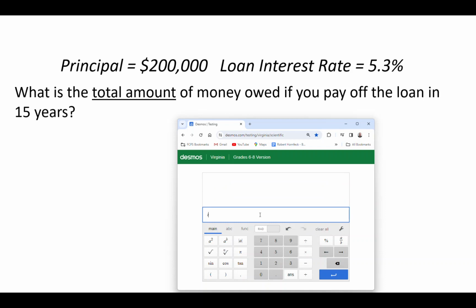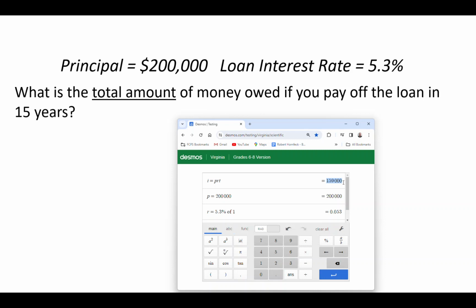I'm going to go I equals PRT. My principal amount is 200,000. Remember, I'm not using the comma. My loan interest rate is, I'm going to go ahead and go 5.3% of 1, and that automatically makes it into a decimal. And then I'm going to say the time is 15. Now, we have found that it's going to cost $159,000 to borrow $200,000.